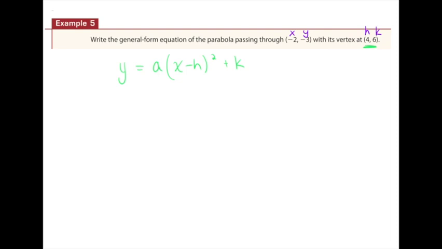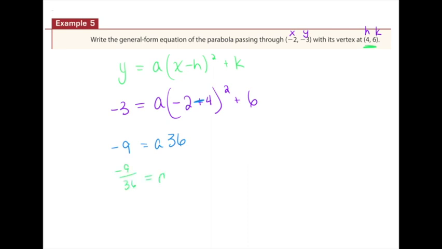And so I'm going to do that. I'm going to plug it in. I'm going to say, well, -3 equals, I do not know what a is. I know what x is, -2. h is 4. k is 6. And then I'm just going to do basic equation solving here. Subtract my 6 over. I'll get a -9. -2 minus 4 is going to give me -6. And if I square it, that's going to give me 36. Divide both sides by that 36. -9 over 36 equals a. Reduce it, I'm going to get an a of -1/4.